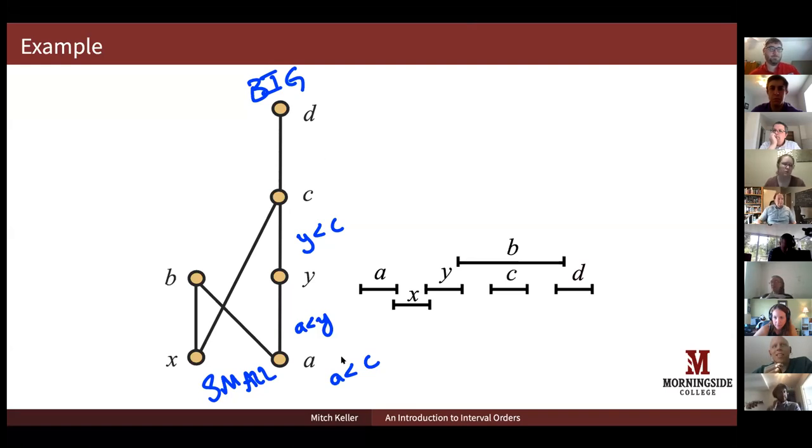Yeah, I like Stephen's question as well, or remark about why are there some that aren't interval orders? How do we know that? We're getting there. That's a very important question. Yes.